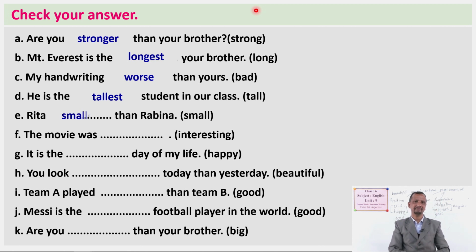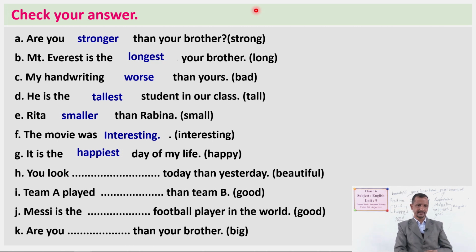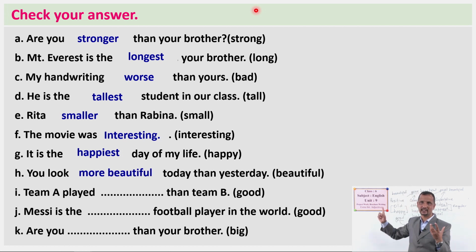Number E, smaller than Ravina. Number G, it is the happy day, happier day, or happiest day? Thank you. That is happiest day of my life. Number F, the movie was interesting. Number H, you look more beautiful. Yes, we were talking just before about most and more.